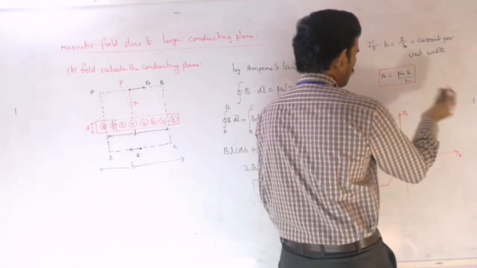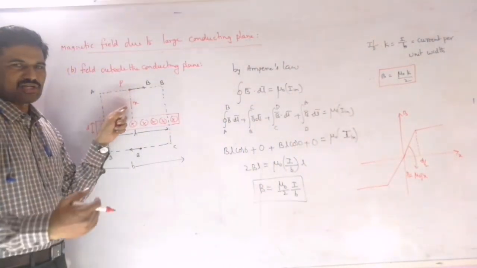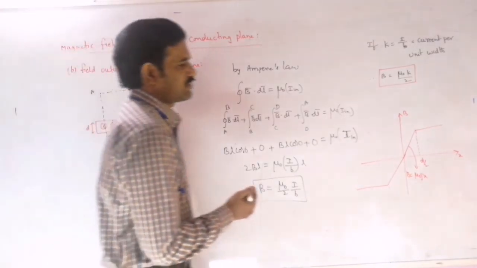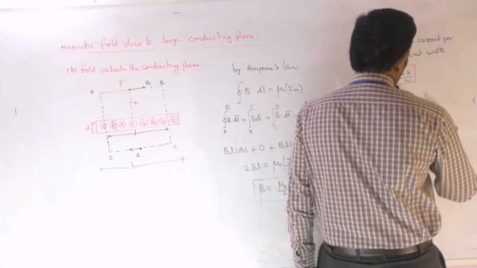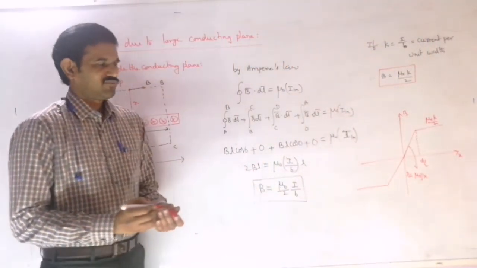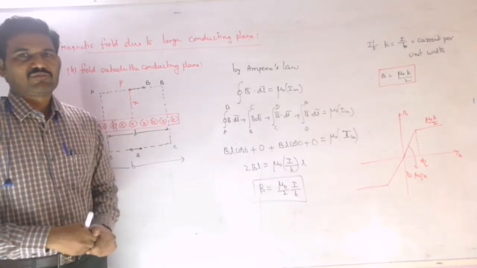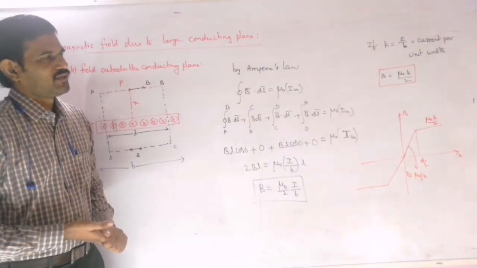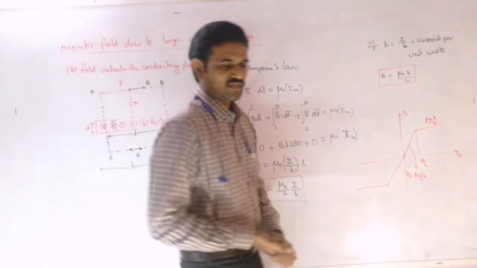And outside, once you cross x is equal to d by 2, you will be outside. Once you are outside, the magnetic field will be a constant value, mu naught K by 2, where K is defined as I by b, current per unit width. So that is the variation of the magnetic field due to a thick conducting plane, we can represent it like this, right? So this is the magnetic field due to an infinite plane, and there will be some problems based on this, and I will explain those questions in our next class. Thank you.